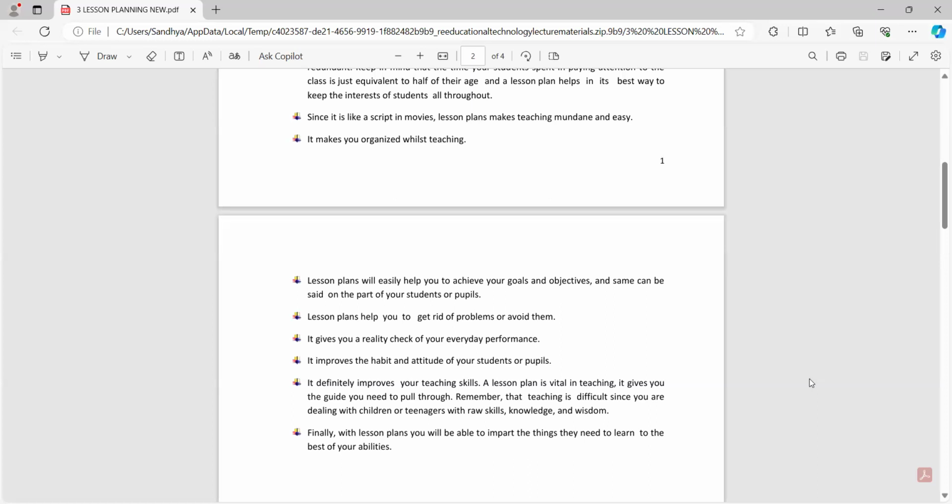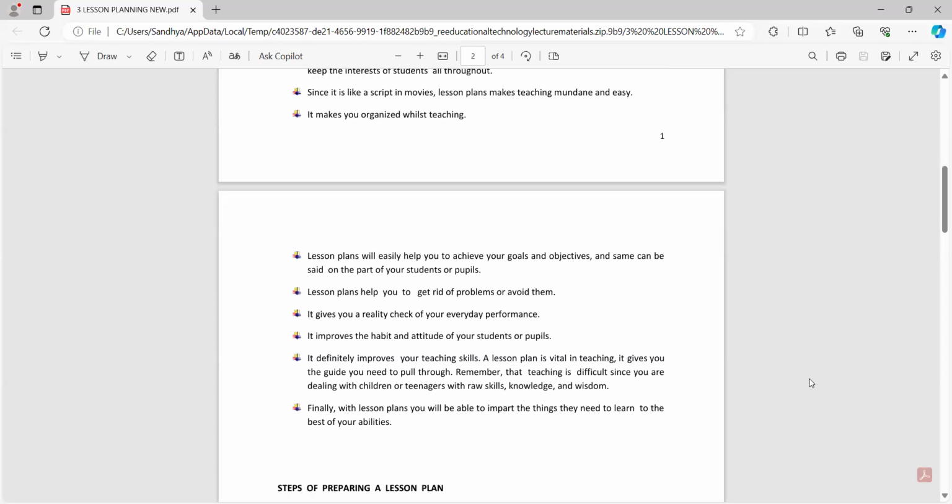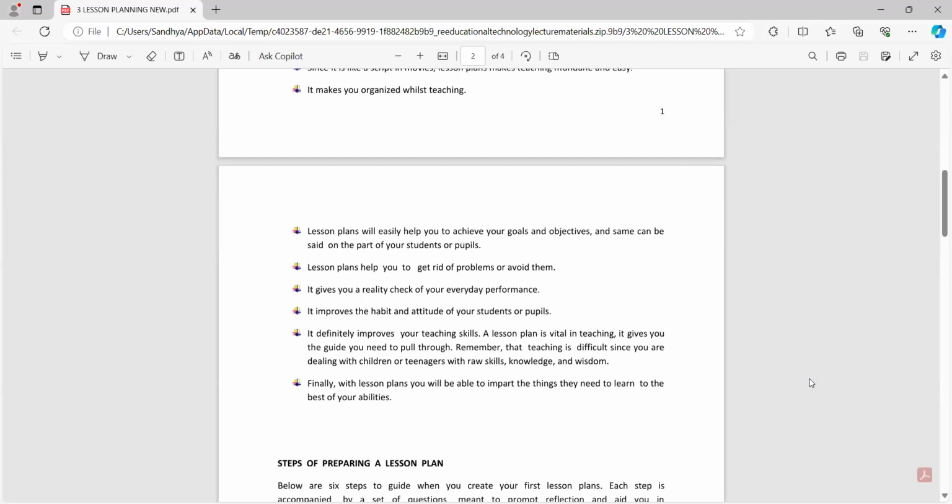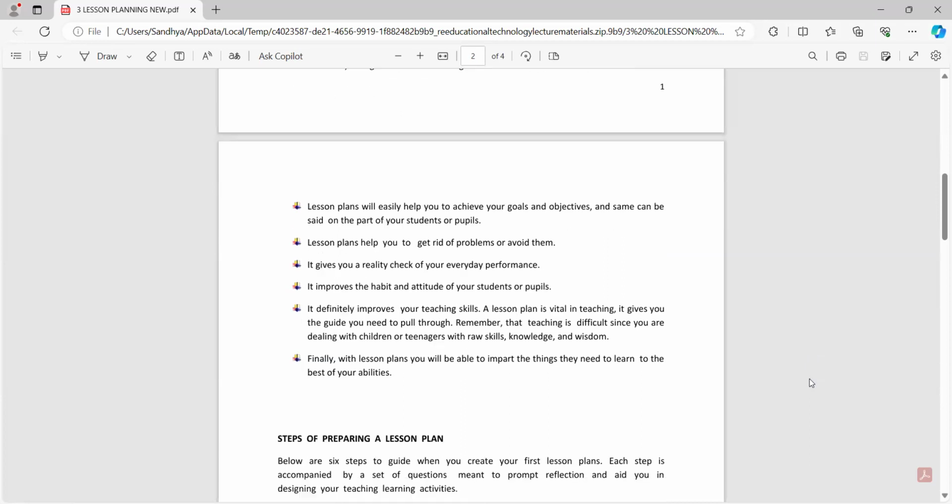And it improves the habit and attitude of your students or pupils. Definitely they see my teacher is very well prepared. So they see it is very effective, as it's a very well planned lesson, and your students are actually ready for your lesson. It definitely improves your teaching skills, because if you plan something beforehand, you put a lot of thinking into planning. And that means you're improving your teaching day by day, right? So it adds to your professionalism.